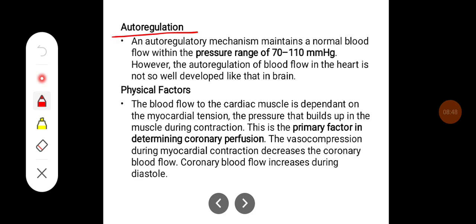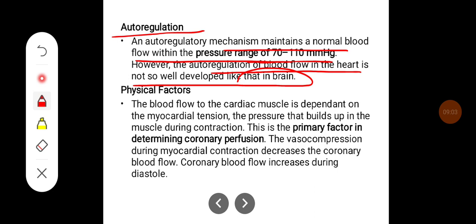Another important factor is autoregulation. An autoregulatory mechanism maintains the normal blood flow within the pressure range of 70 to 110 mm of Hg. However, the autoregulation of the blood flow in the heart is not so well developed as it is in the brain.